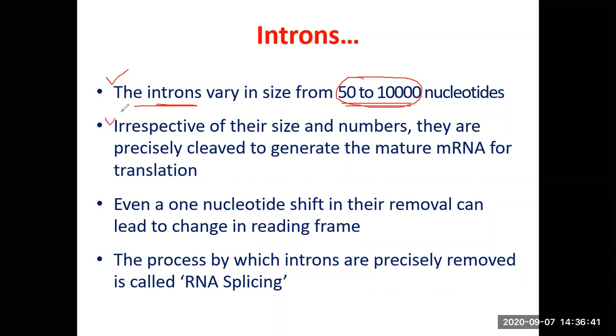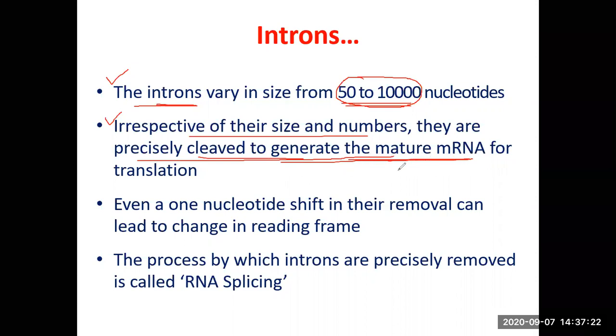And irrespective of their size, whether it is 50 nucleotides or 10,000 nucleotides, irrespective of the size of the intron and their numbers, as I said, some genes may have 2 introns, some may have 5, some may have 7 introns, and their size may also vary, they are precisely cleaved from the RNA transcript. When the DNA is transcribed, they are represented in the RNA as non-coding sequences, but before that RNA is translated, these non-coding sequences are precisely cleaved to generate the mature messenger RNA.